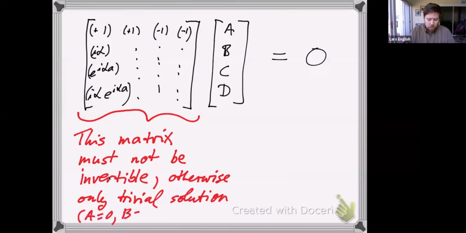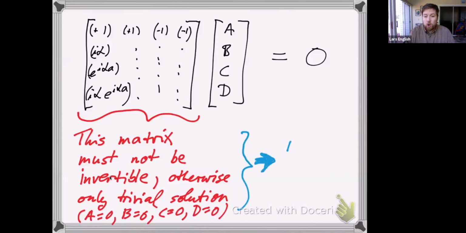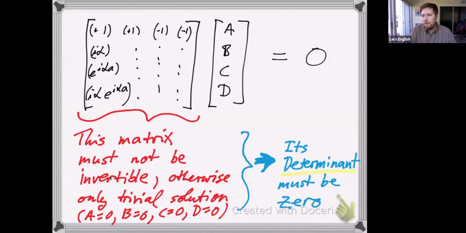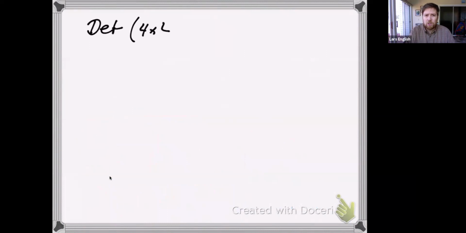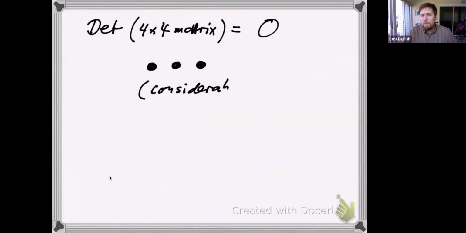And so that means that the determinant must be 0. Okay, so that's the thought process here: I need the determinant of this matrix to be 0. Otherwise, I could find the inverse, but I don't want an inverse to exist. And so I need to demand the determinant to be 0. Okay, so the determinant of this 4x4 matrix better be 0. Okay, and so that's what we do. We look at the determinant of this matrix, set it to 0.